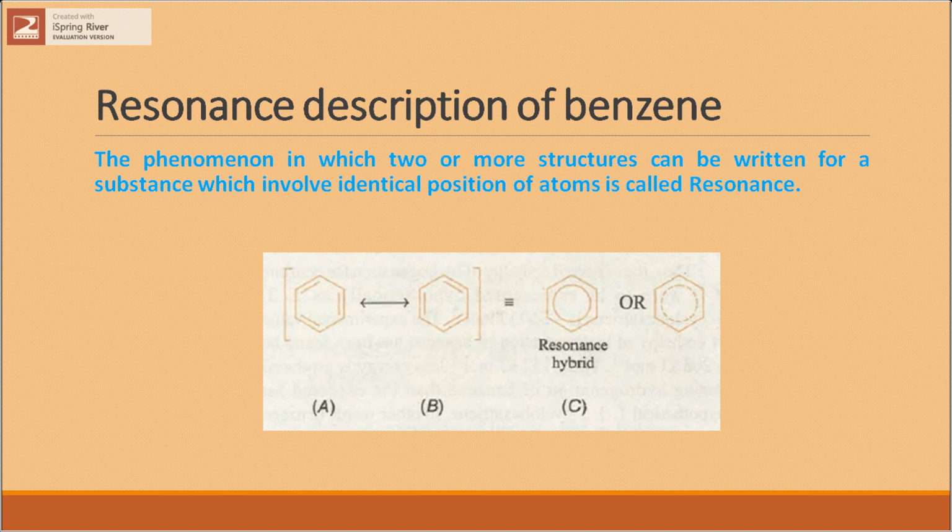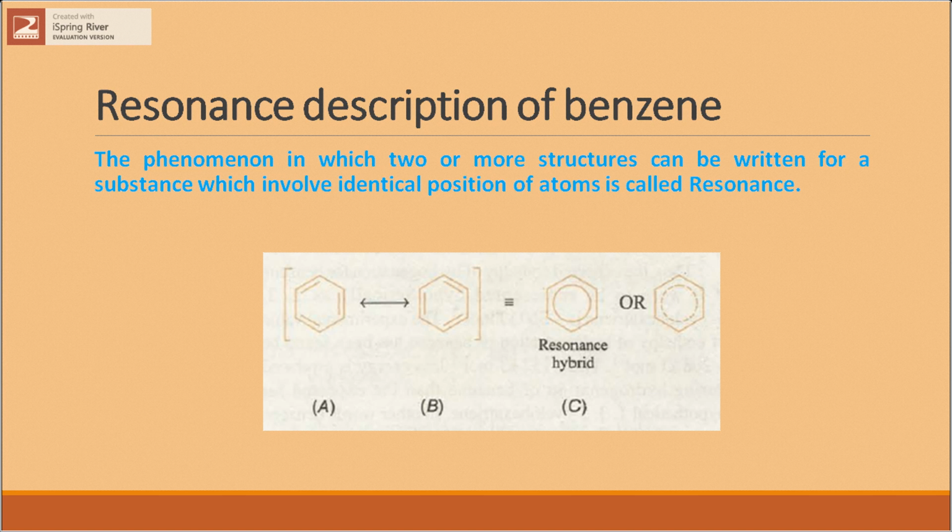Coming to the resonance description of benzene, resonance is a phenomenon in which two or more structures can be written for a substance which involve identical positions of atoms, and the actual structure of the molecule is said to be a resonance hybrid of various possible alternative structures.